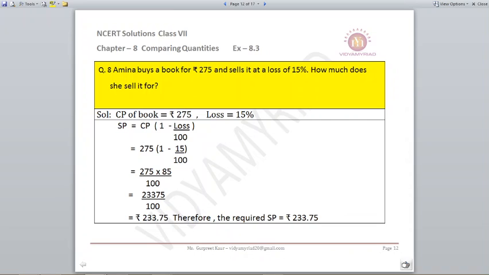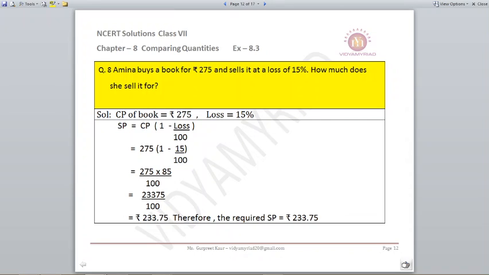Question number 8. Amina buys a book for rupees 275 and sells it at a loss of 15%. How much does she sell it for? Which means we know the cost price 275. We also know the loss, that is 15%. We don't know the selling price. So you can write down selling price is equal to question mark, which we have to find out.